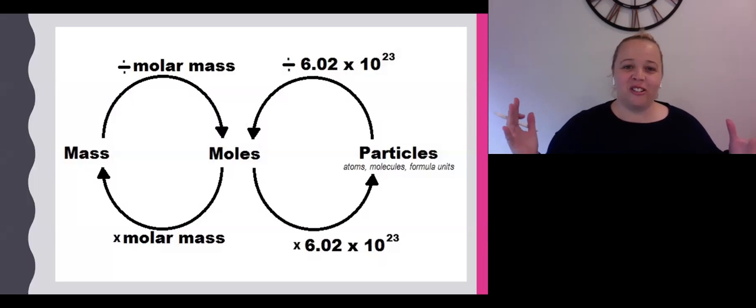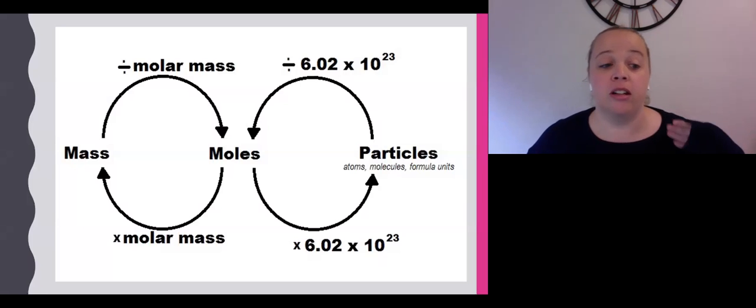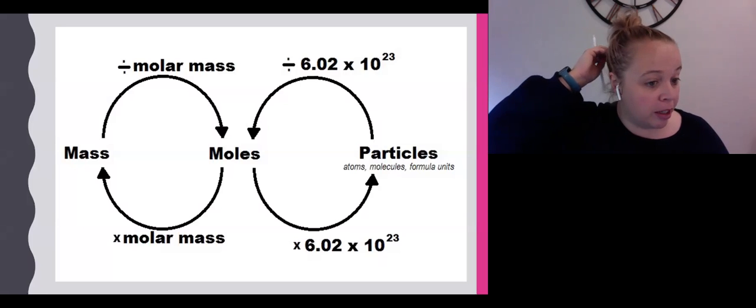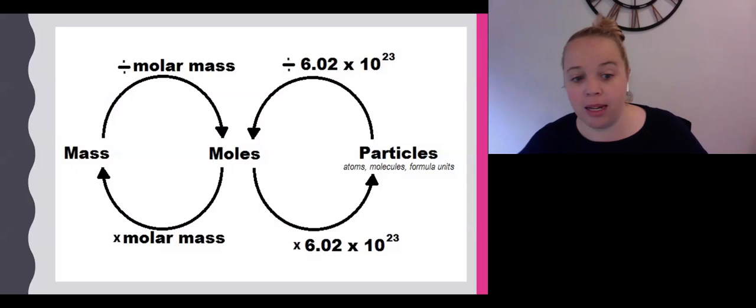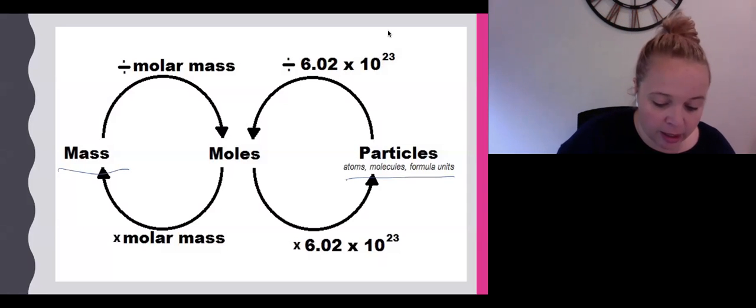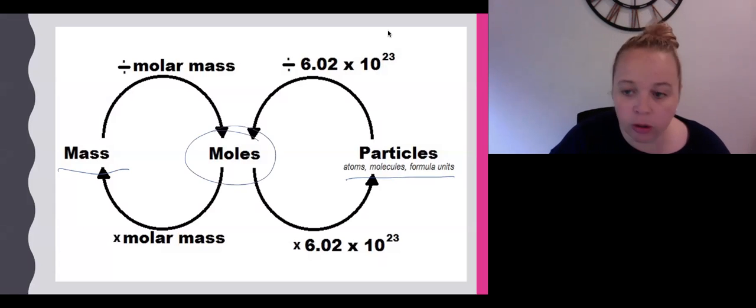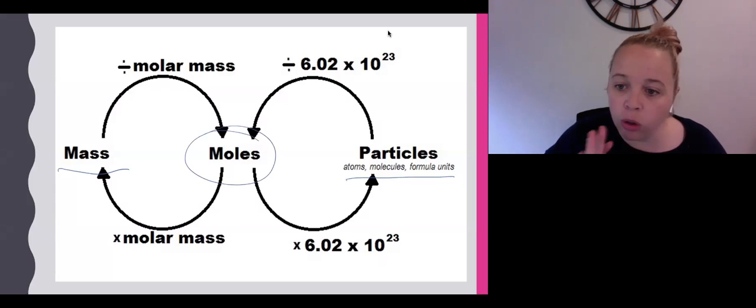Okay, now we're going to go through some more complicated mole equations. These ones we might be given the number of particles and we might need to get all the way back to mass. So we might be given this, we want to get back to this, or vice versa. Now you can't do that without converting through mole first. So we need two equations here.